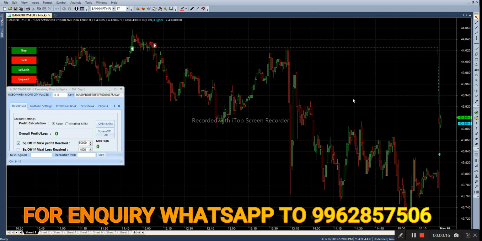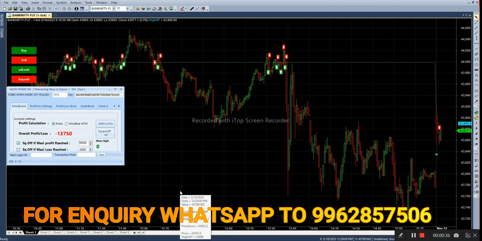And using this Robo, you can do your own strategy also. So it will be very useful for working professionals who don't watch the market. Based on the given conditions, it will trade automatically.